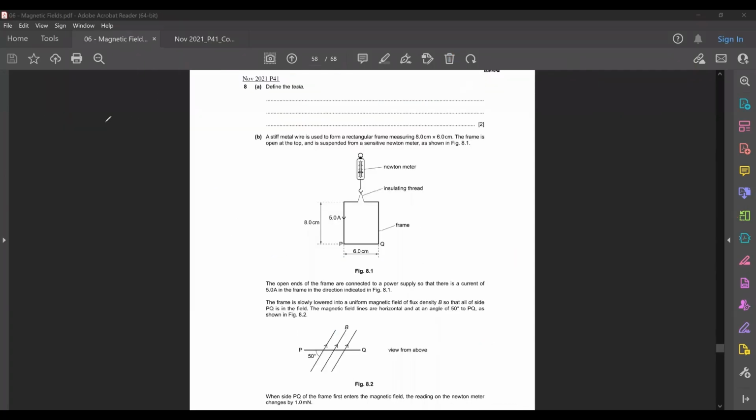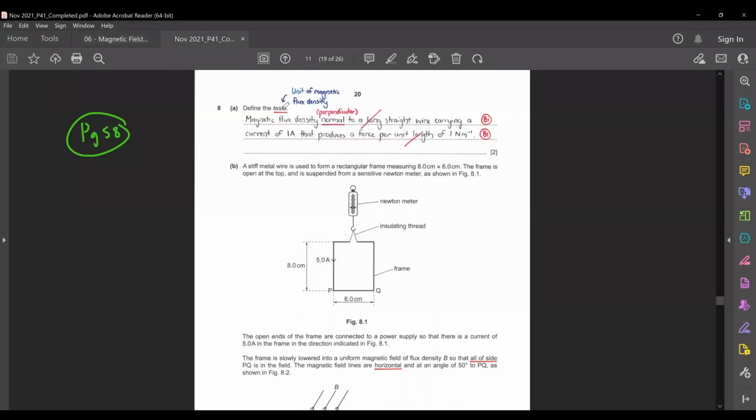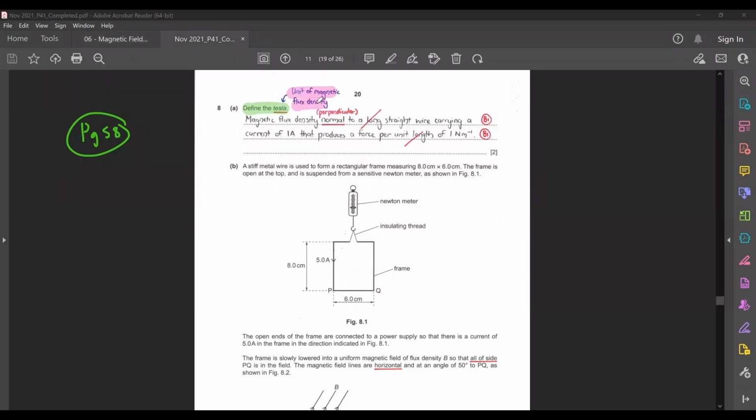And now for our last question, let's have a look at page 58. This would be November 2021 P41. So in our current question, you are supposed to define the Tesla. We already know that the Tesla is the unit of magnetic flux density. So when you're talking about magnetic flux density, the equation was FB equals BIL, provided that the wire is perpendicular to your B field.